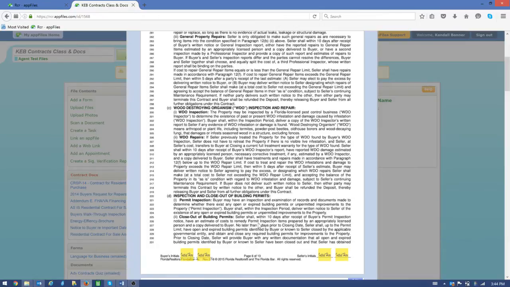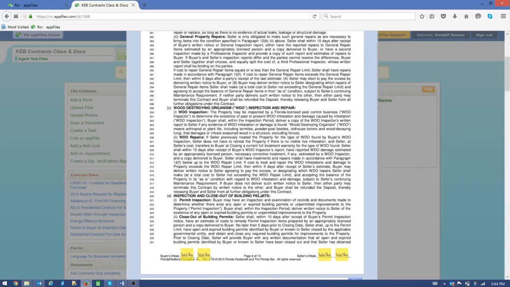So let's just read that again so we're all clear. Buyer may deliver written notice to the seller agreeing to pay the excess or designating which repairs the seller shall make, not to exceed the repair limit, and accept the balance of the property in its as-is condition with regards to the WDO infestation and damage. Again, subject to the continuing maintenance requirement in paragraph 11.